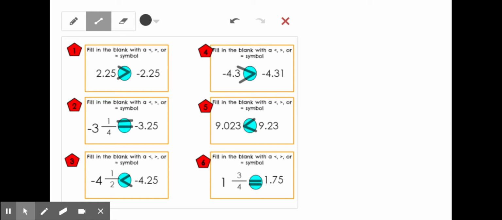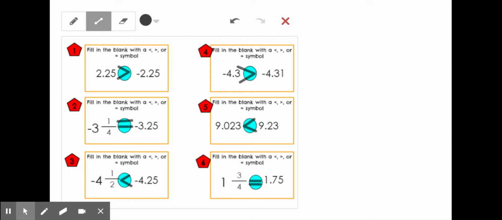For question 4, this one's kind of looking at place value. So we have negative 4.30 and negative 4.31. Because negative 4.31 is more negative and you're further into the negatives, it has a lesser value. So you should have said negative 4.3 is greater.